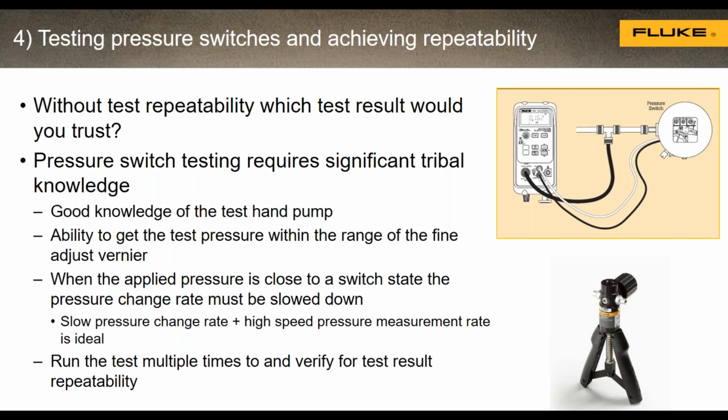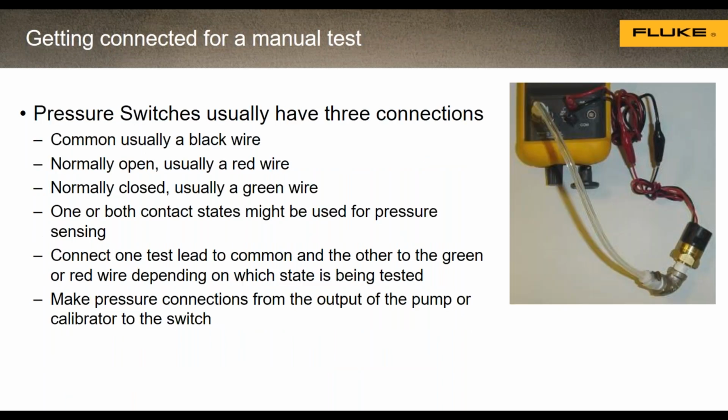Most switches, you see the sample here that we've got hooked up to one of our 718 calibrators. It's a 3-wire switch. Normally you're going to see the black wire is common. Then you have 2 options. You can either have it normally open, which might be the red wire, or normally closed, which is green in this case. Normally you just use one set of switches, so you have normally open or normally closed.